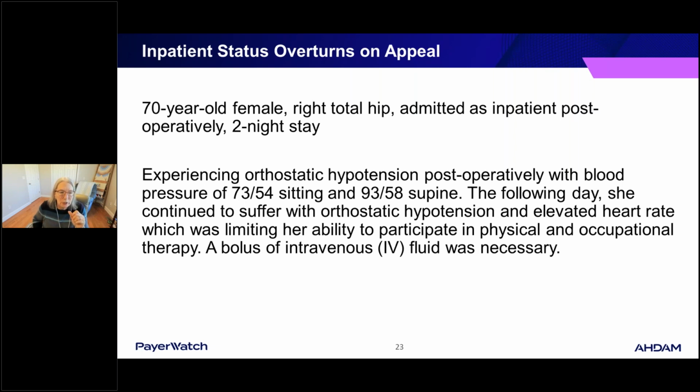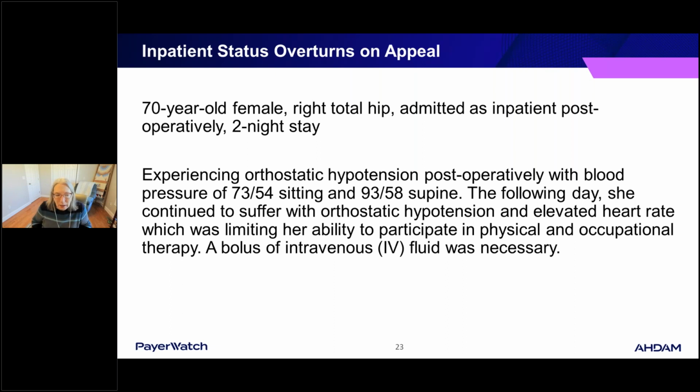This was a 70-year-old female, right total hip. She had a 2-night stay, admitted as inpatient post-op. So she was experiencing orthostatic hypotension post-op with blood pressures of 73/54 sitting, 93/58 supine. The following day after her surgery, she continued to suffer with orthostatic hypotension and an elevated heart rate, and that was limiting her ability to participate in physical and occupational therapy. And she needed an IV fluid bolus as well.